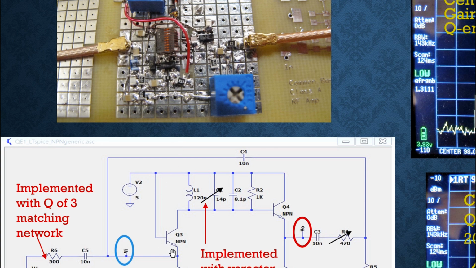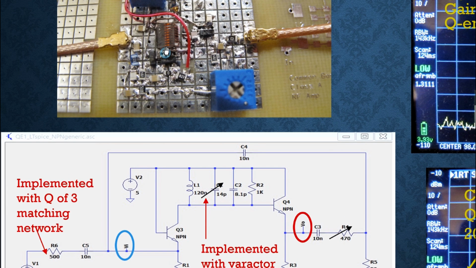I'll tell you a couple things, but I don't want to spend too much time on it right now. Q3 is this transistor right here. The emitter is here, the base is here, and the collector goes over here. And the collector is tied up to VCC, 5 volts, right up here along this line through this inductor. This inductor is big. That's to make the starting Q of it pretty decent.